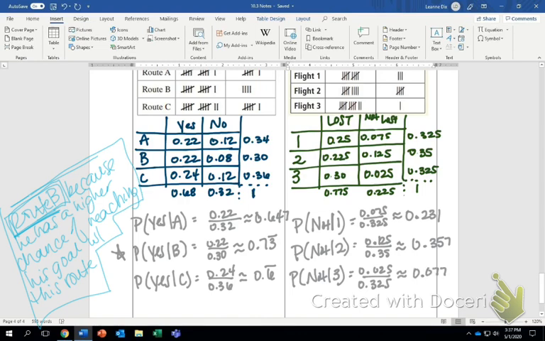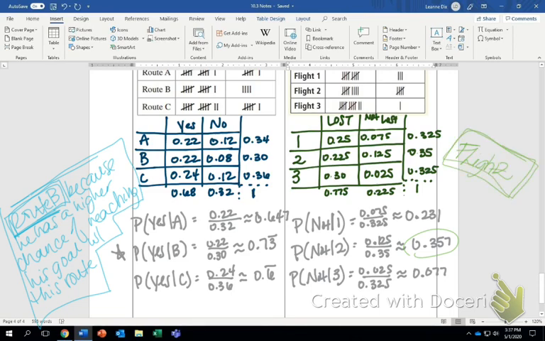So again, we're looking for the flight that has the highest chance of not losing our luggage. And it looks like flight number 2 is going to be the highest chance. With flight 1, we only have a 23% chance. With flight 3, we only have a 7% chance. But flight 2 has a 35, almost 36% chance of not losing any luggage. So we would say flight 2.